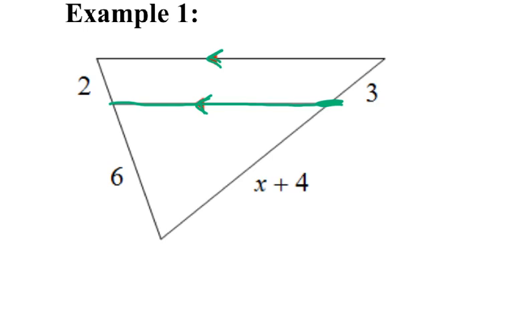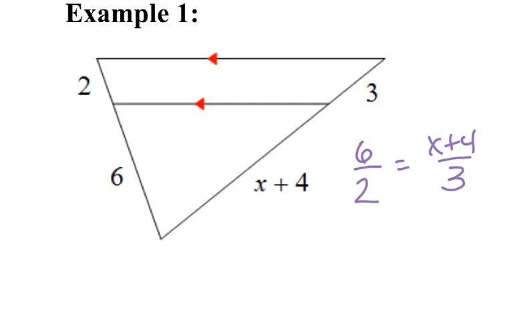So if I was to write a proportion, I could write 3 to x plus 4 is equal to 2 over 6. As we know from proportions, we can write proportions in a few different ways. I would prefer my variables to be on top, so I'm going to write 6 over 2 is equal to x plus 4 over 3. Then I can solve that proportion, solving for x. So go ahead and pause the video and solve that one for x.